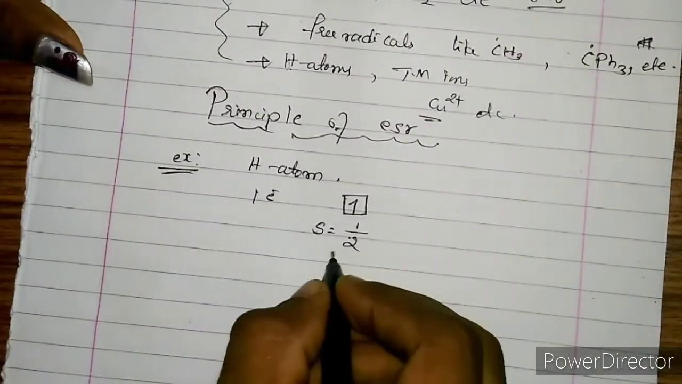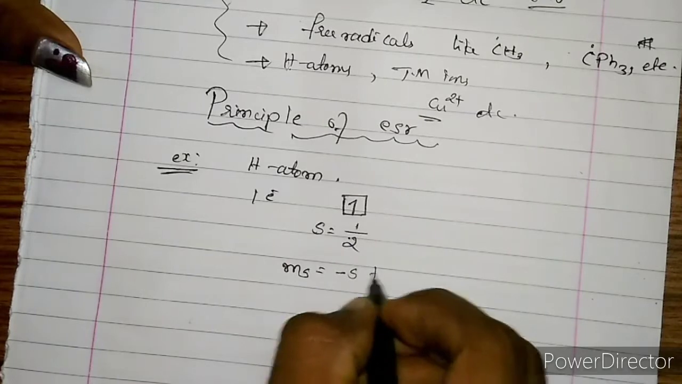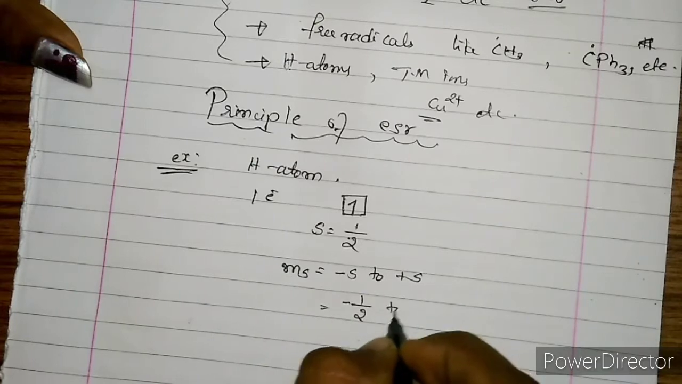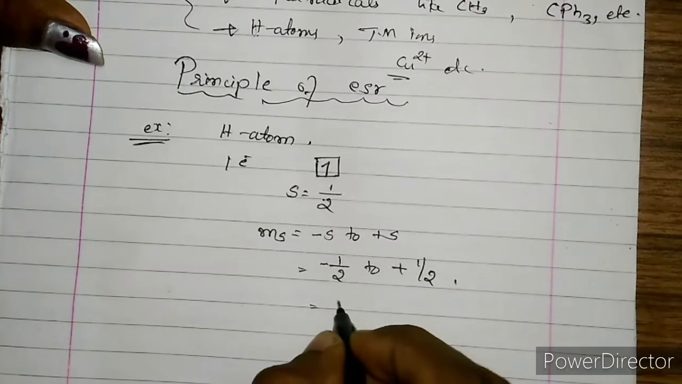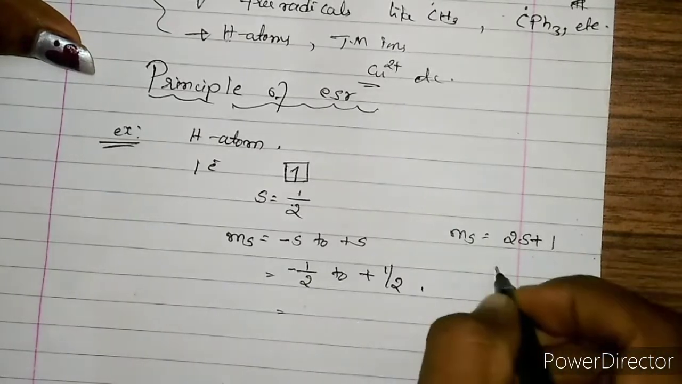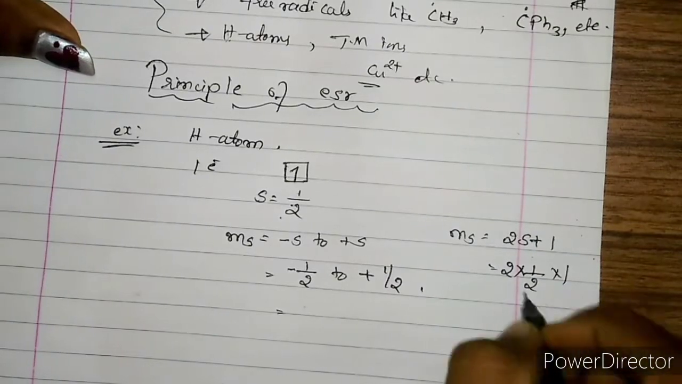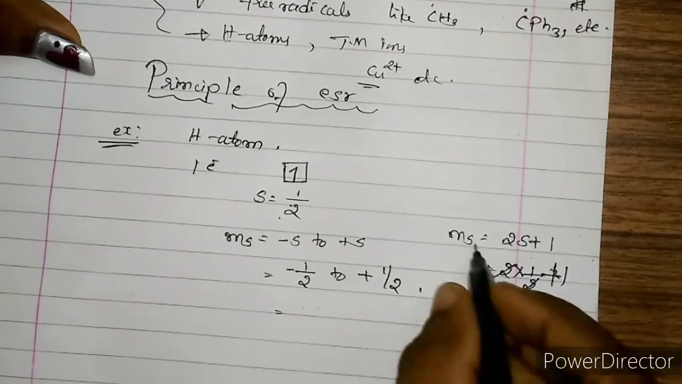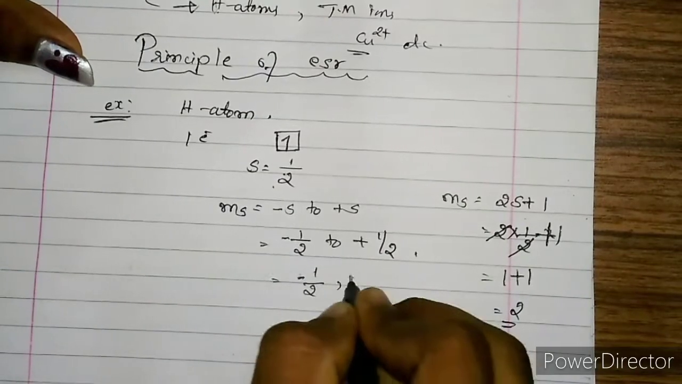Now, the MS value ranges from minus S to plus S. Minus S is minus half to plus half. So how many MS values are there? There are two MS values, because the number of MS values is given by the formula 2S plus 1. S is half for the hydrogen atom, so 2 into 1 by 2, the 2 cancels, 1 plus 1 equals 2. So there are 2 MS values for hydrogen, minus half and plus half.